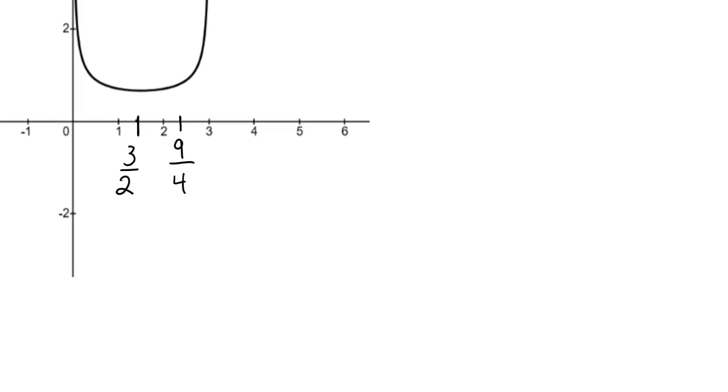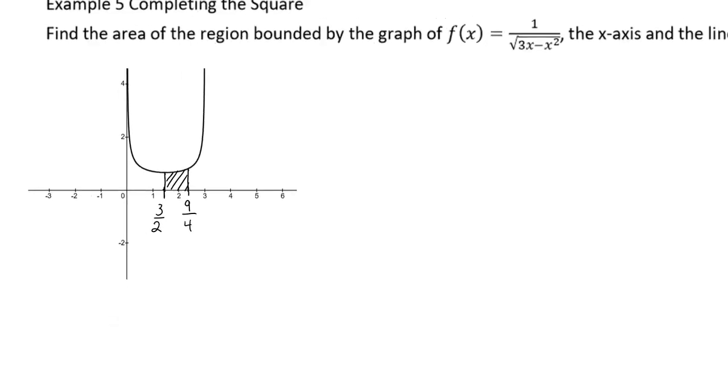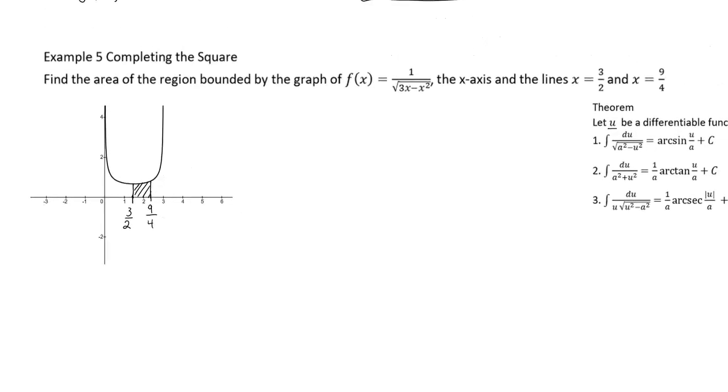So we are looking for this area right here. Now we know how to find the area under the graph of a function between two x values. Generally speaking, that area is equal to the integral from the lower bound of 3/2 to the upper bound of 9/4 of our function, 1 divided by the square root of 3x minus x squared.